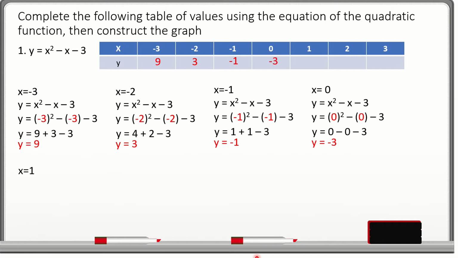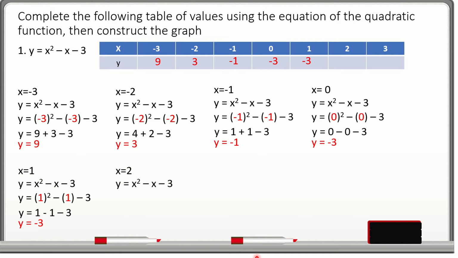Next, we have x is equal to 1. So y is equal to x squared minus x minus 3. We now substitute x is equal to 1. We have 1 squared minus 1 minus 3. That is 1 minus 1 minus 3. And 1 minus 1 is 0. Minus 3, we have y is equal to negative 3. Next, we have x is equal to 2.